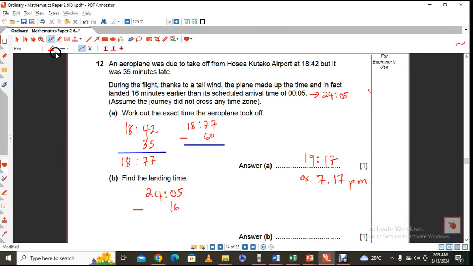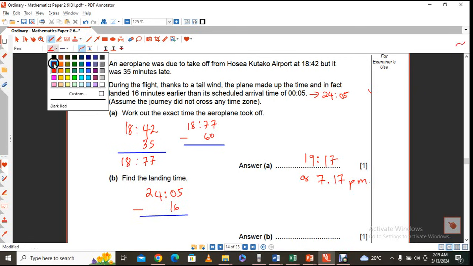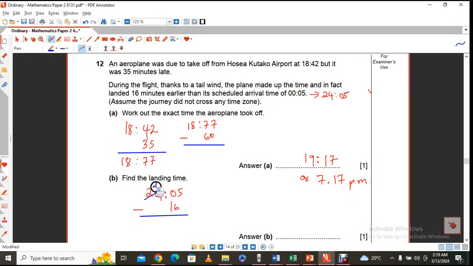Now, if you are not using the calculator as such, remember you cannot subtract 16 minutes from 5 minutes. So as a result, we are going to borrow an hour there. So this becomes 23:65 if you add that 5 to the 60. And now you can take away 16 minutes. If you do so, you're going to get an answer of 23 and 49, which you can also write as 11:49 p.m. Okay?